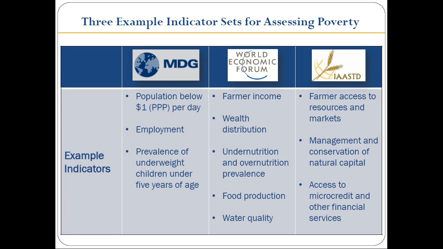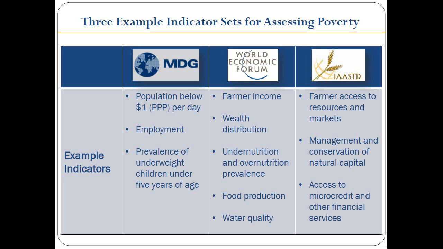So here are a number of different indicators of poverty from 3 different global assessments. Each global assessment has a different flavor to it, and you can see that this is reflected in the indicators they chose. For instance, the Millennium Development Goals focus on national poverty indicators, whereas the IAASTD identifies more with the farmers or livelihoods perspective.